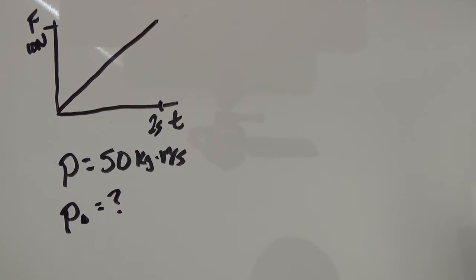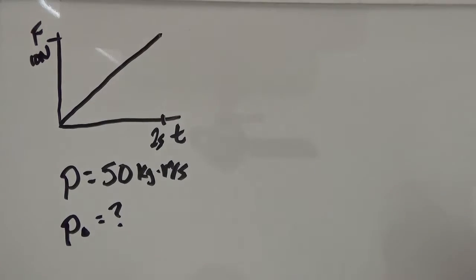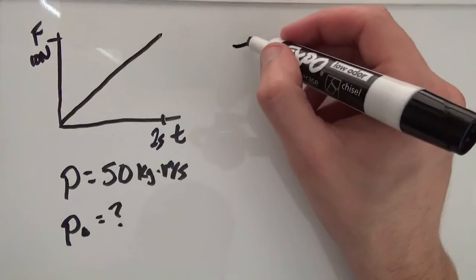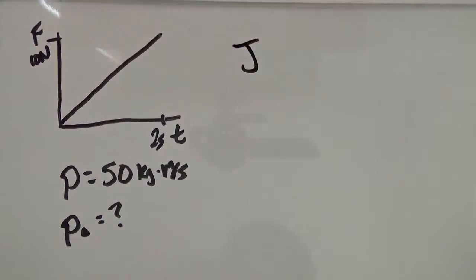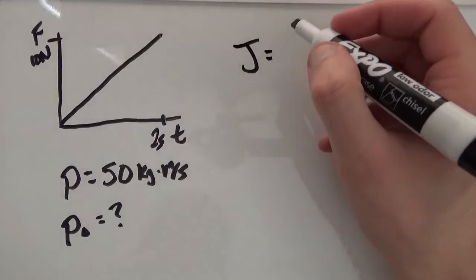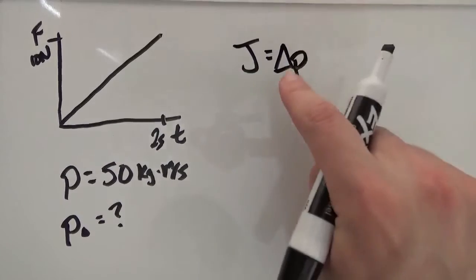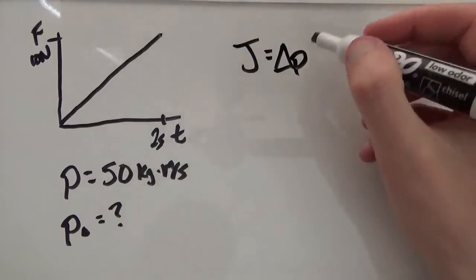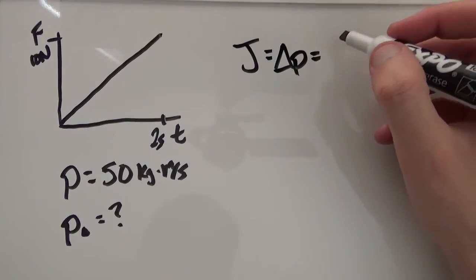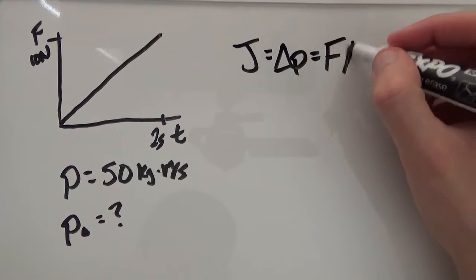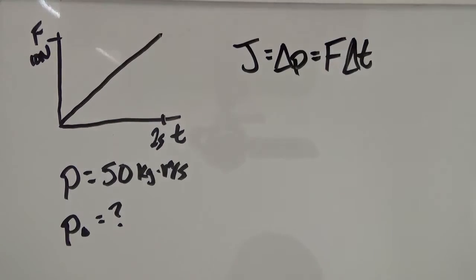So how do we figure that out? Well, remember, impulse is a capital J for whatever reason. Impulse is the same thing as change in momentum, right? It's the same thing as delta P. Or you can also calculate it by force times time, right?